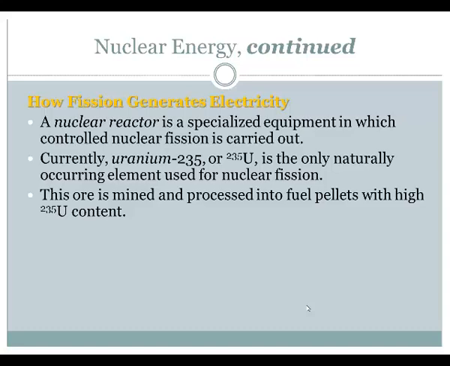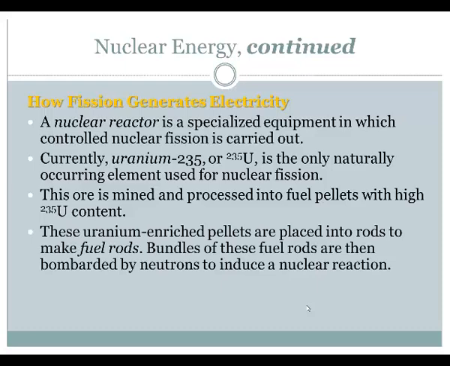The ore is mined and processed into fuel pellets, and those fuel pellets have a very high uranium-235 content. The uranium-enriched pellets are placed into rods to make fuel rods, and then bundles of the fuel rods are bombarded by neutrons to get the reaction to start.